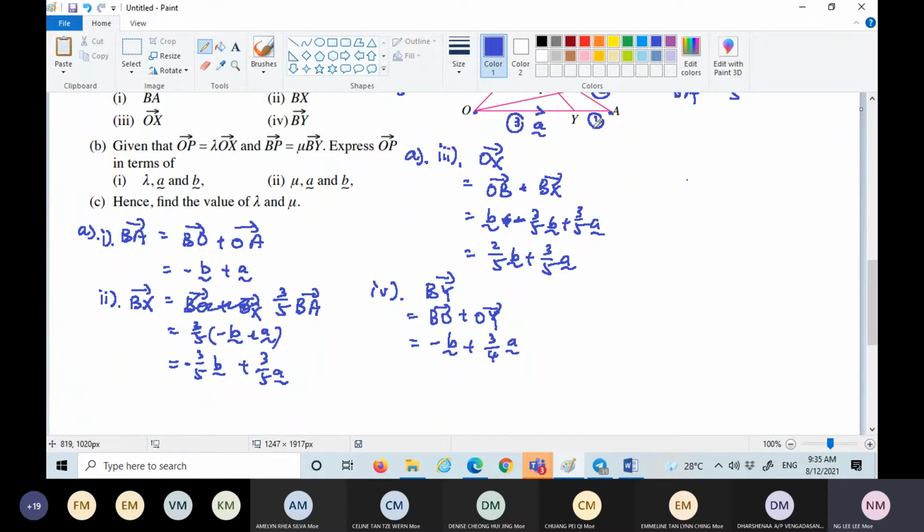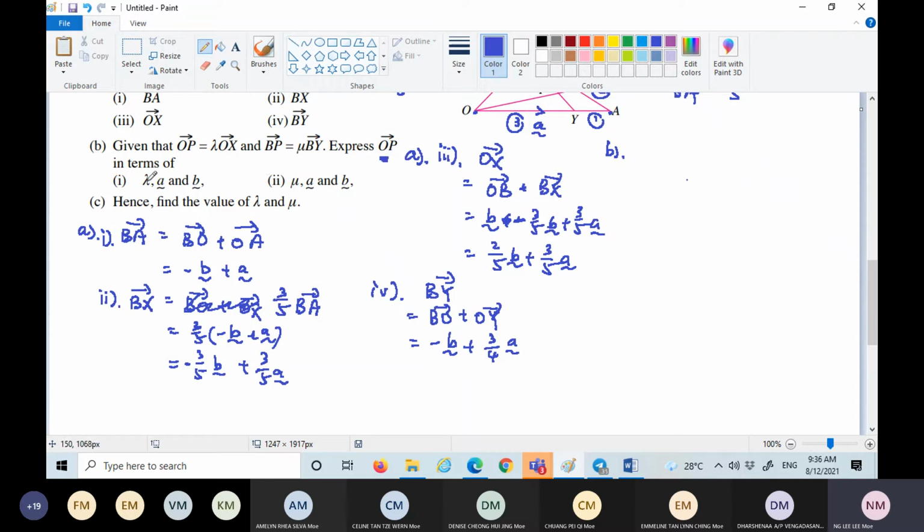Okay, now we continue. Go to part B. Given that OP is equal to lambda OX and BP is equal to mu BY, express OP in terms of lambda, A and B. Part 2, still the same thing. You still have to express OP, but now in terms of mu, A and B.